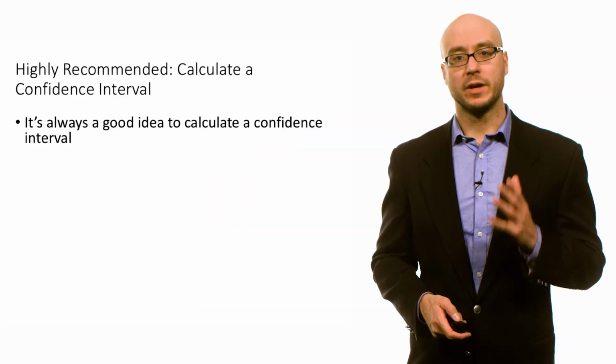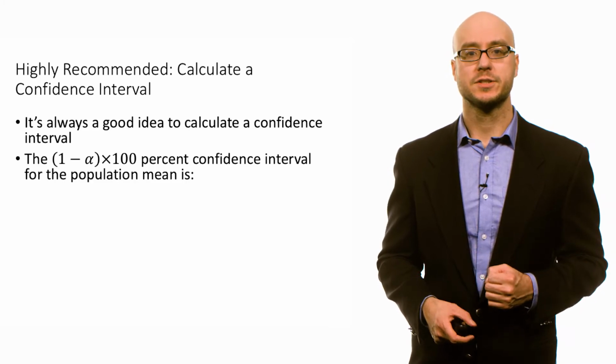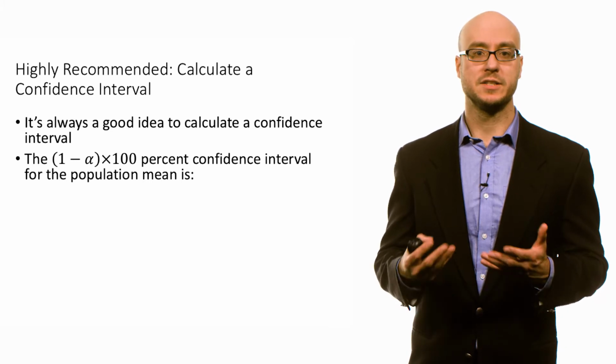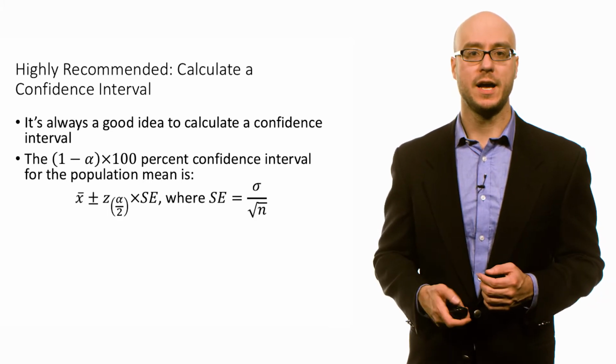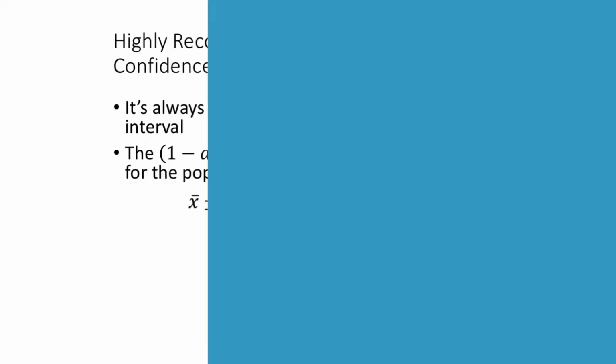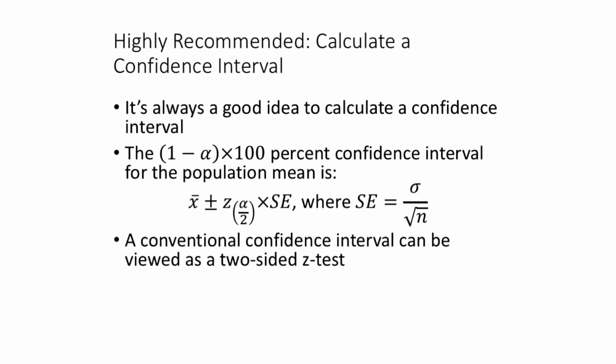I also recommend that you calculate a confidence interval. It's usually a good idea to do this. So for a 95% confidence interval, that's equivalent to setting alpha to 0.05. And so for a 95% confidence interval for the population mean, we take our point estimate of x bar, we add and subtract z alpha divided by 2, which we locate on the standard normal distribution, and we multiply that by the standard error, where the standard error is sigma divided by the square root of n.